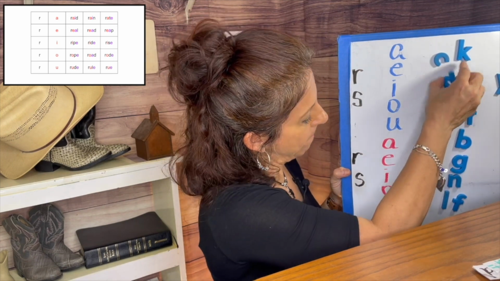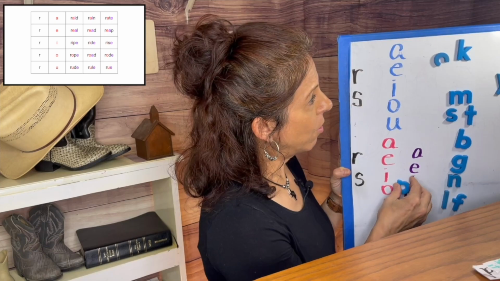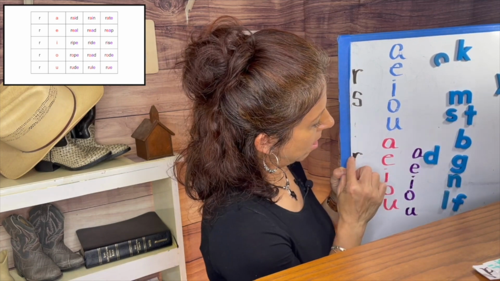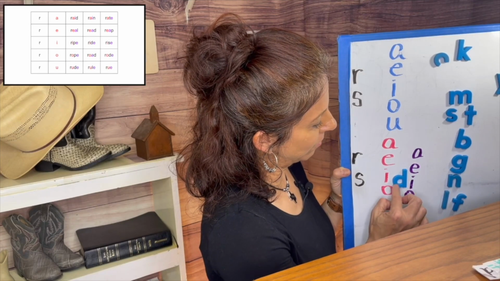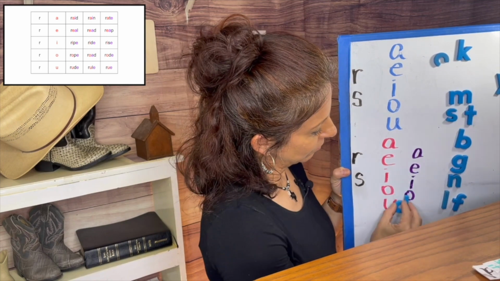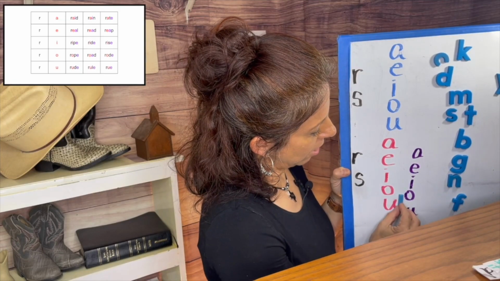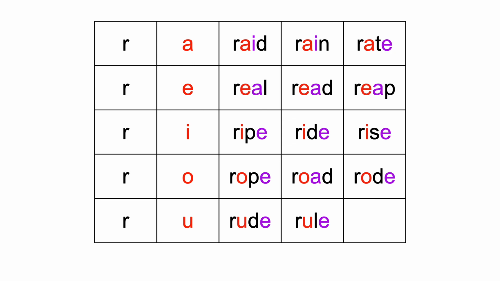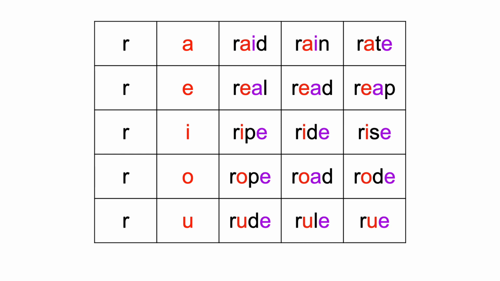Rope. R-O-P-E. Rope. Road. R-O-A-D. Road. And R-O-D-E. Rude. R-U-D-E. Rude. Rule. R-U-L-E. Rule. Rue. R-U-E. Rue.